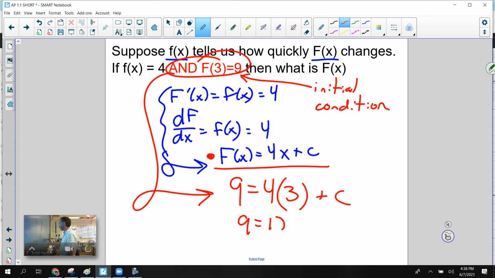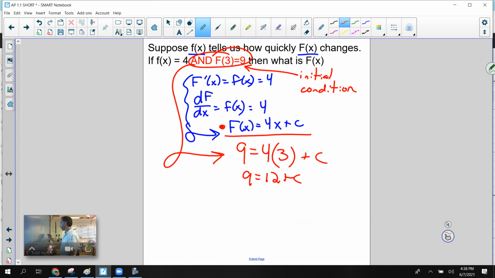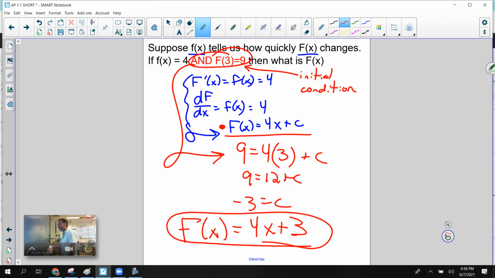So 9 equals 12 plus c. Subtract 12 from both sides, and you get negative 3 equals c. So it must be big F of x is 4x minus 3. There you go. So there's my original function. So in order for an indefinite integral to be useful, you have to have this initial condition. If you don't have an initial condition, then you're going to use what is called a definite integral, which we will do in the next video.